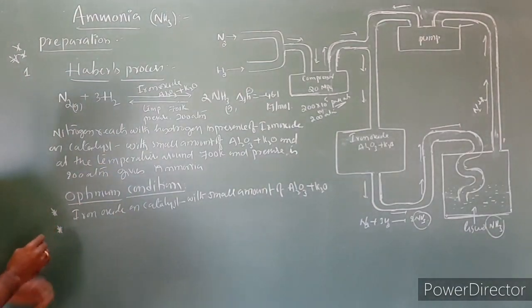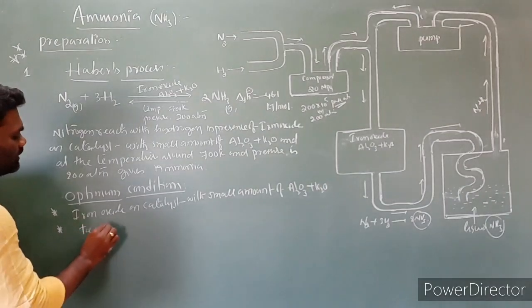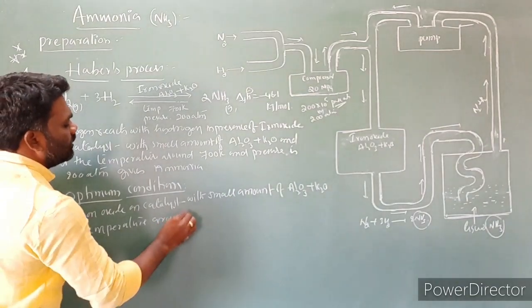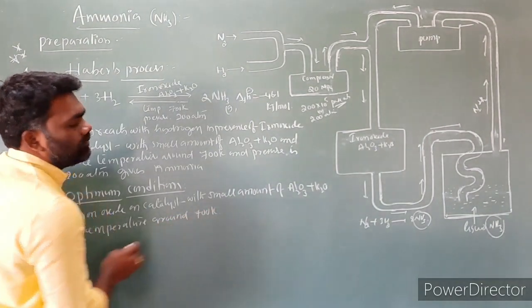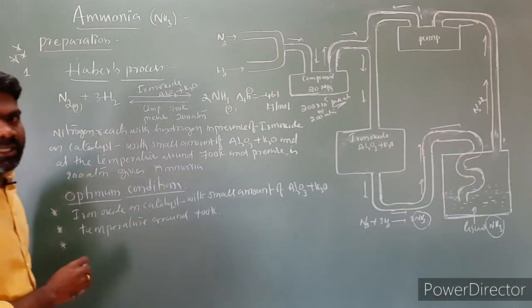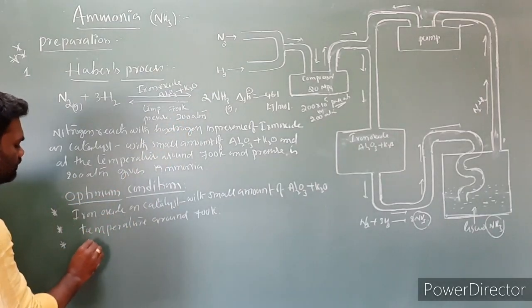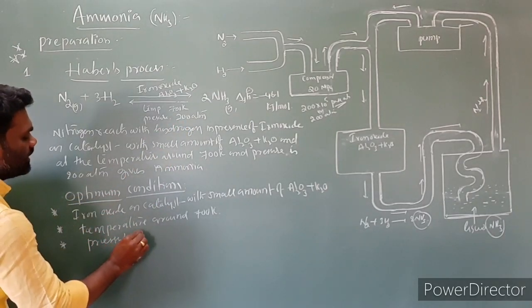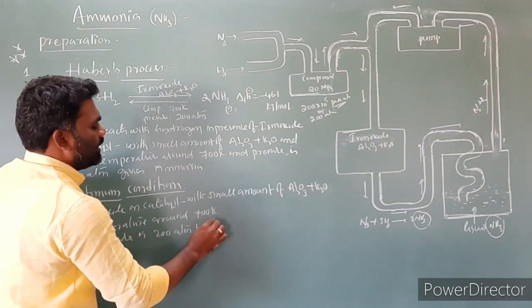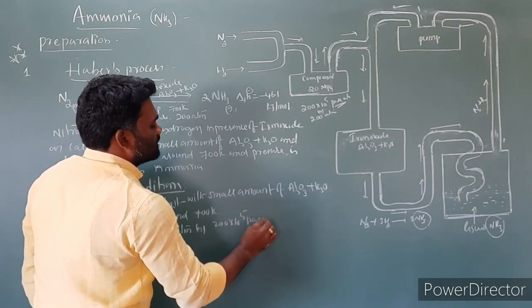Next one is the temperature around 700 Kelvin. This is another optimum condition for the manufacturing of ammonia by Haber process. Another optimum condition is pressure around 200 atmosphere, or you can take 200 into 10 power 5 pascals.